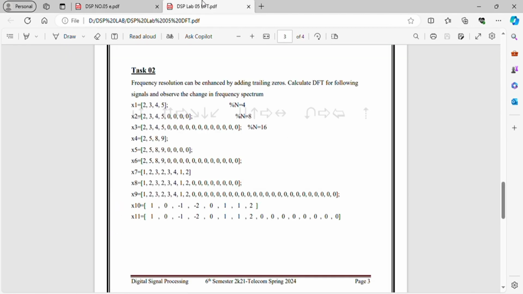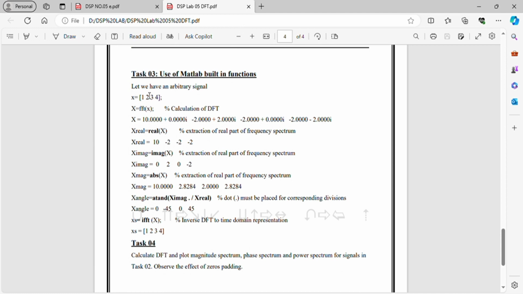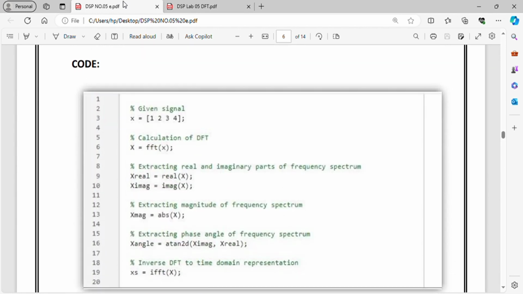And in task 3, use of MATLAB built-in functions. Let we have an arbitrary signal x, and X is equal to FFT of x. Now put this function in MATLAB. So the given signal is x equals 1, 2, 3, and 4. Calculate the discrete Fourier transform.